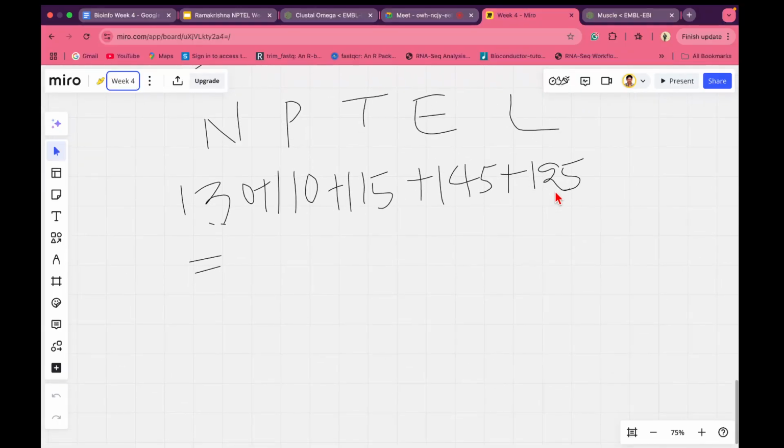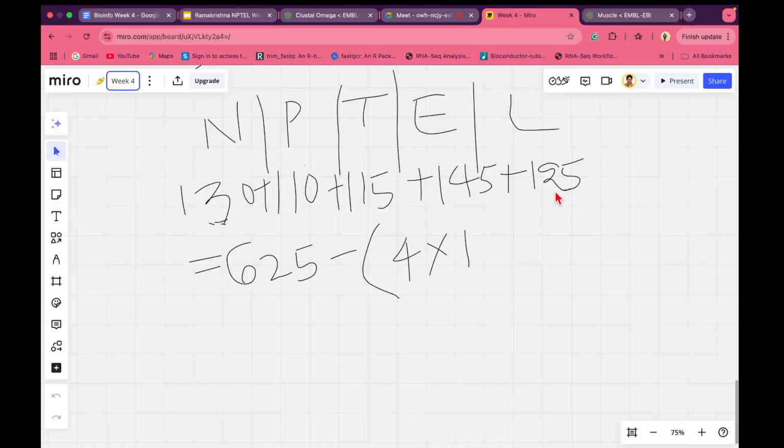Okay, so the weight given for asparagine is 130, proline is 110, threonine is 115, glutamic acid is 145, and leucine is 125. So their sum comes up to 625, minus the number of peptide bonds: 1, 2, 3, 4, so 4 into 18, which is 553.